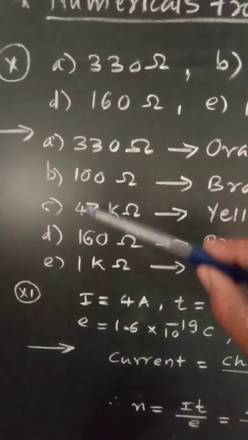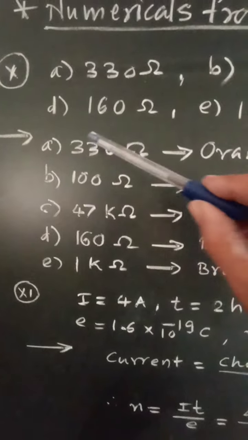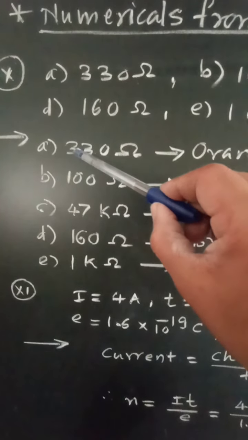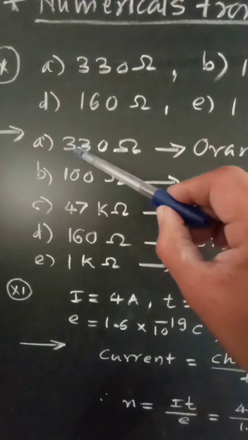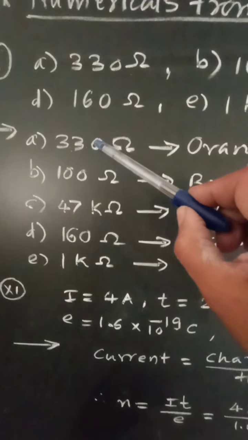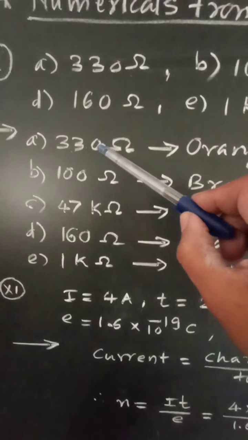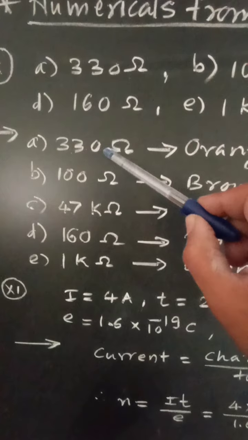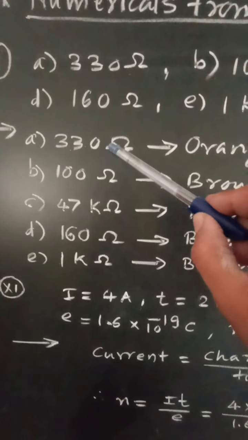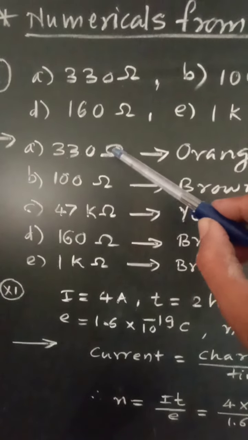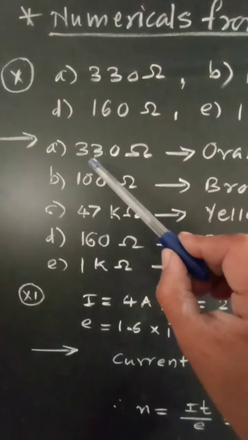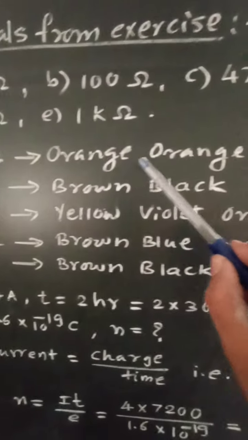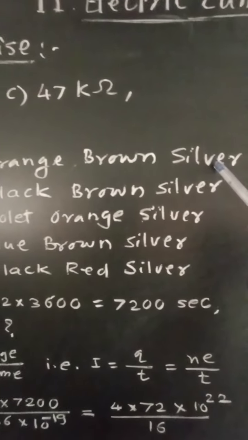So from these values of resistances, first two digits will represent the colors which will give us the number. Then the third band, which represents the multiplier, will give us the third color, and the fourth color will be for plus minus 10% tolerance, that is silver. And therefore for A 330 ohm, the color code will be orange, orange, brown, silver.